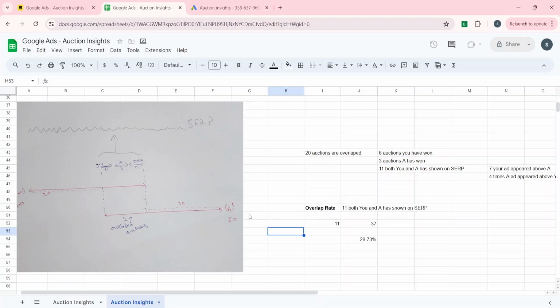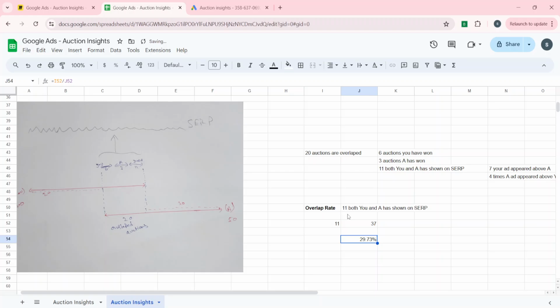So overlap rate is nothing but out of the total auctions that you have showed your ads, how many times advertiser A has shown his ad along with you. So here if you see the diagram, it is only 11 times, right? So how many times have you shown your ads? It is 37 times. Okay, 20 plus 6 plus 11, it will be 37. So out of 37, what is the percentage of 11? It is 29%. This is that simple. Okay, I hope you are understanding this one.